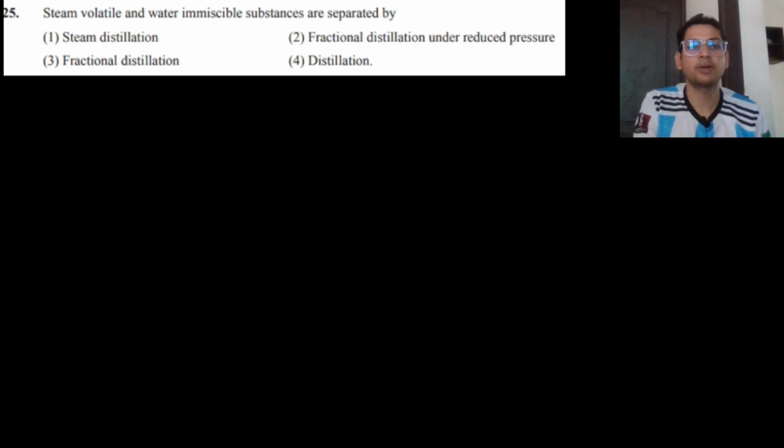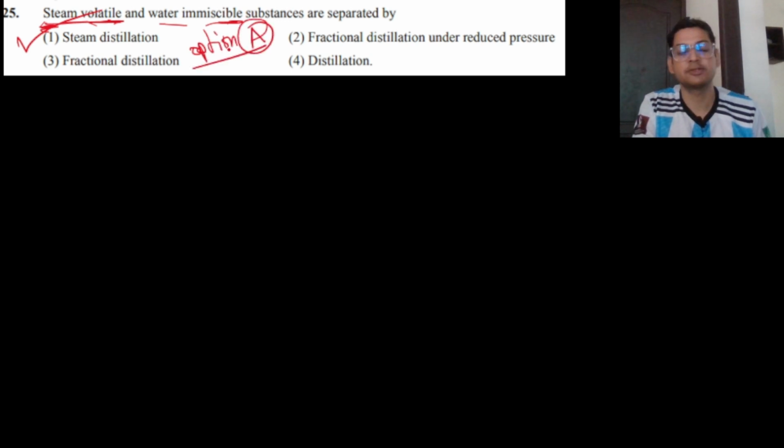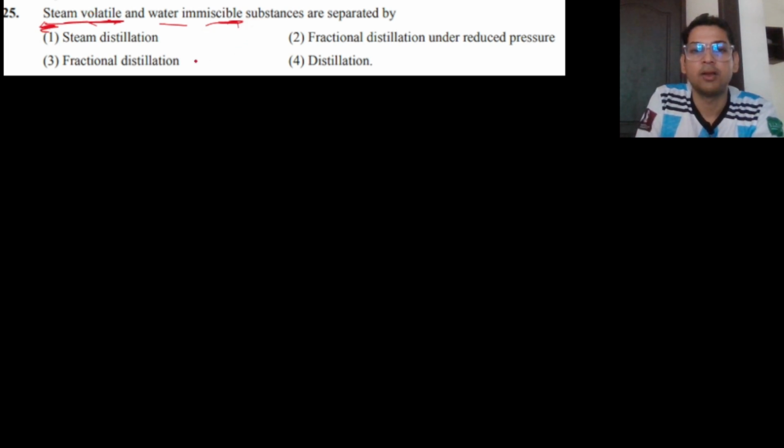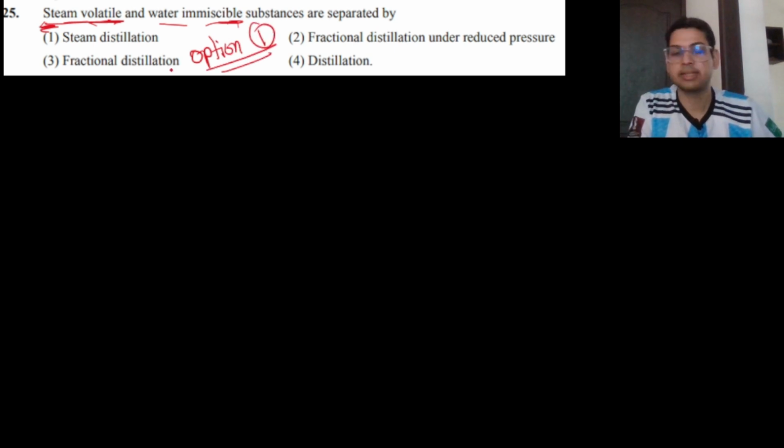Okay. This question is super easy. You see, steam volatile and water immiscible. Steam volatile always means you have to go for steam distillation. There is nothing else you can do with this. It's so easy. Sorry, not option A, option 1. Option 1 will be your answer. Steam volatile, so you have to do steam distillation.